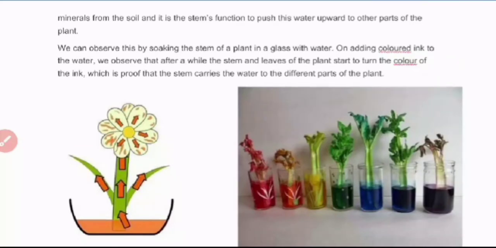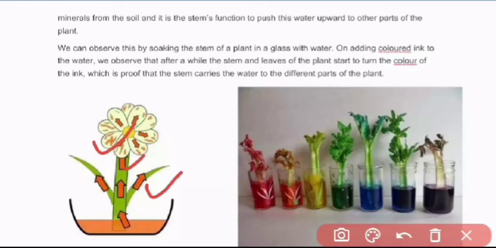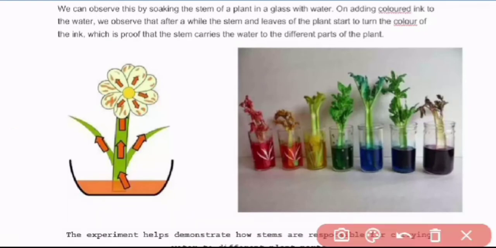So the function of the stem is to transfer the water and minerals which have been absorbed by the roots to all the other parts of the plant. That is the leaves, the branches, the flowers, and the other parts, the fruits also. So the activity which I had given you was based on that function of the stem.